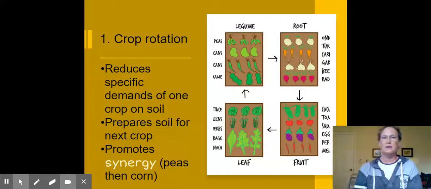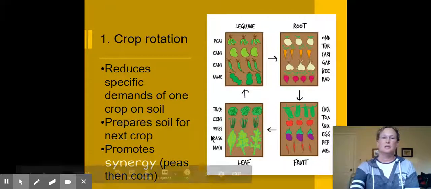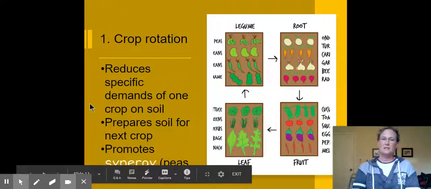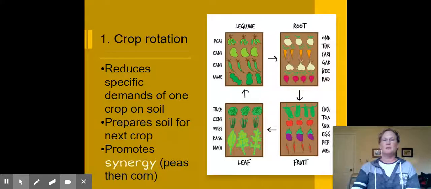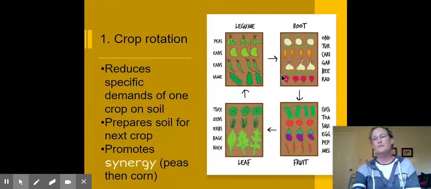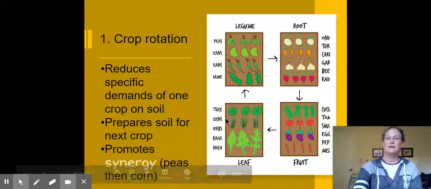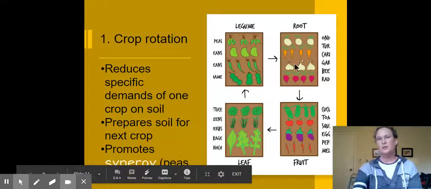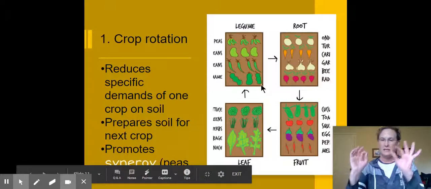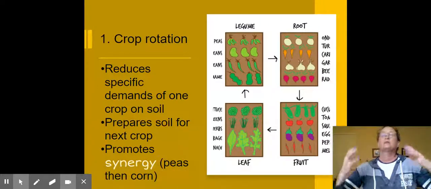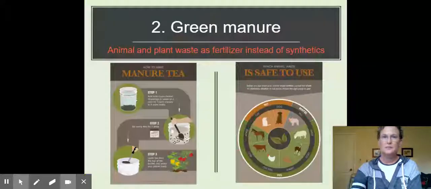So let me talk to you about that just a little bit more. It reduces specific demands of one crop on the soil, prepares the soil for the next crops, and promotes synergy. Peas, then corn, so that you can get that nitrogen going. So you plant legumes, then root vegetables, then fruit, then leaf vegetables, and then you go in a cycle, and it's the best way to be sustainable. It takes a lot more time and effort, though.